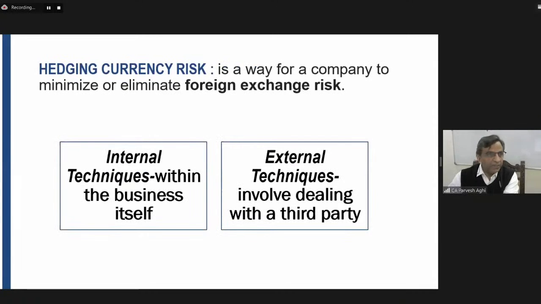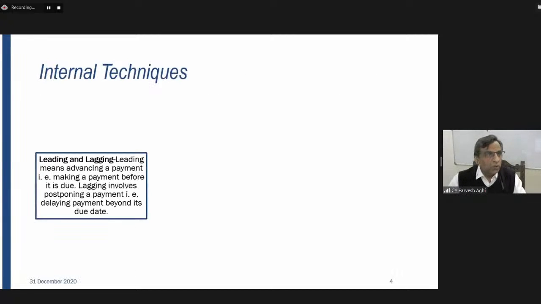So internal techniques within the business itself. Now it can be done within the business, which doesn't mean that the parties have to be the same. Fine, so leading and lagging, you can make a payment later or earlier. Your payment is due to someone, which is a third party, and you are making the payment upfront. So the other guy will be very happy to receive his payment early. So it is not the same party.